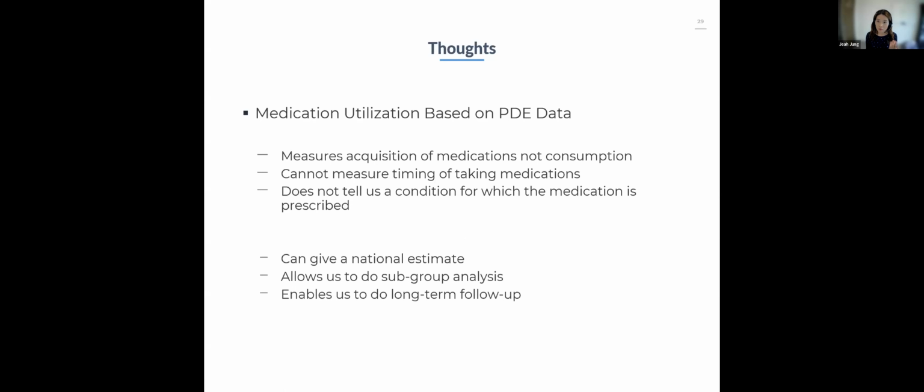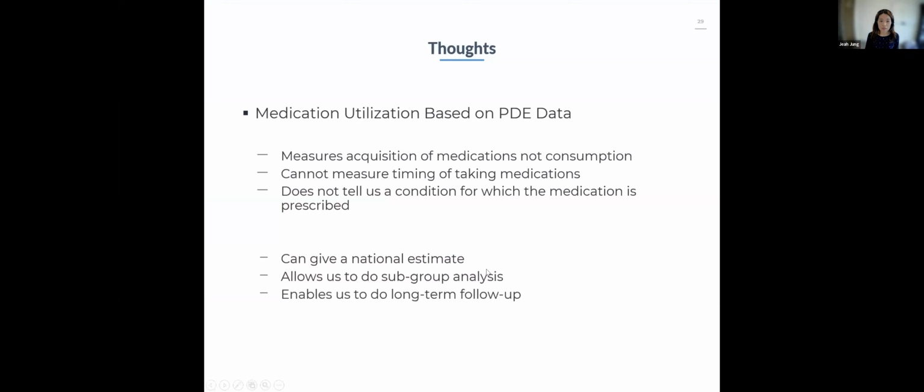So, you could ask, then how can you actually measure? These are the things that I'm really interested in: whether they actually consume the drugs, the timing, etc. Then usually what you could do is a survey, actually observe a patient, follow up, and count the bottles and how many drugs are left over at home, etc. But for those things, you can study only a very small sample size. But here, using PDE data, we can actually get national estimates.